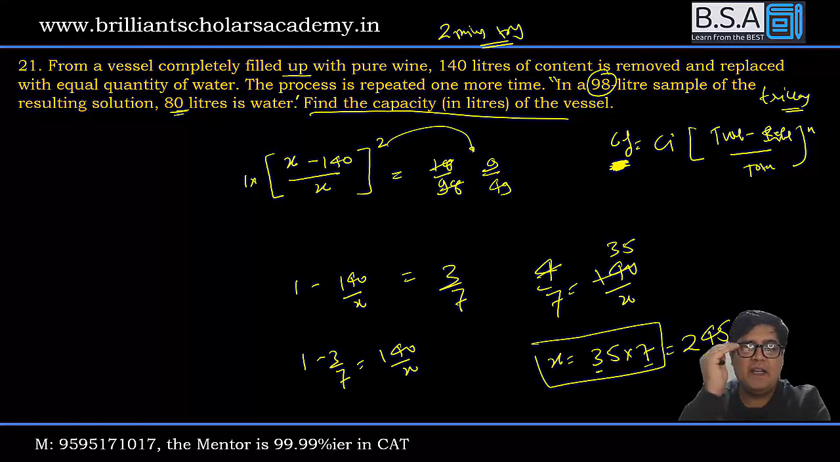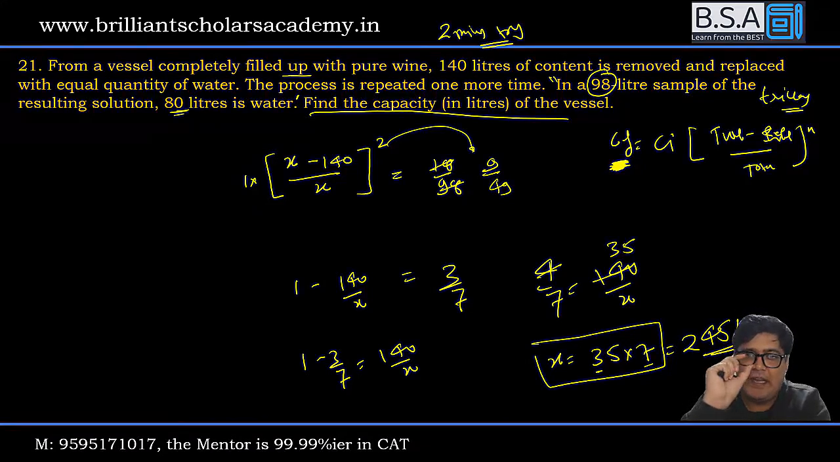The only tricky part is आखिरी में you have to work with that 98 and 80. उसमें 80 is water. So how much wine is there? Wine is 18. So 18 by 98 is the concentration of wine finally. 18 by 98, which is 9 by 49. Square root ले लिया and solved. अब थोड़े faster तरीके भी हैं. I've trained you on ratios and proportions तो बनना चाहिए आपसे.